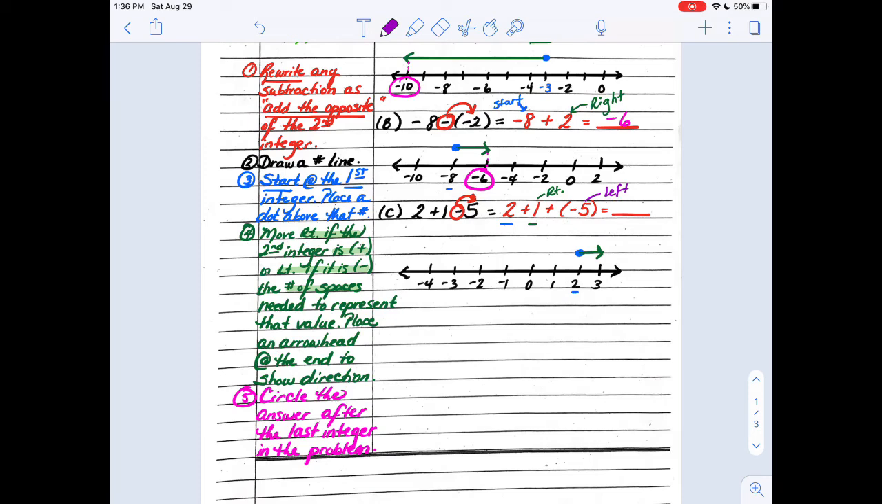So since I'm not done, I'm not going to drop down at that 3 and circle it. I'm not finished. So I'm going to go left 5 places. 1, 2, 3, 4, 5. Put in arrowheads because I want to know the direction you just went. And now there are no more integers. So now I can drop it down, circle it, and I get my answer of negative 2. So really, we are going through those same steps, whether it is 2 integers, 3 integers, or 4 integers.